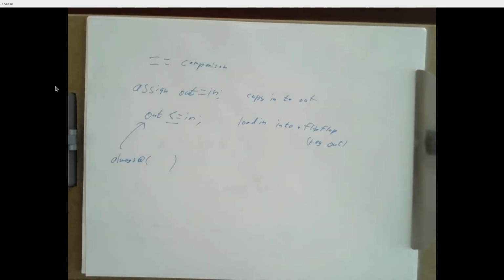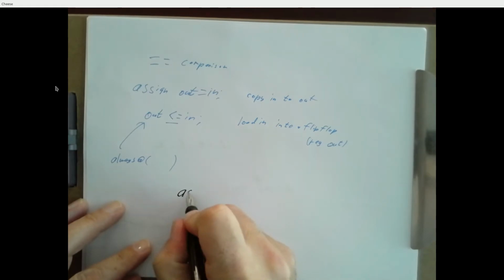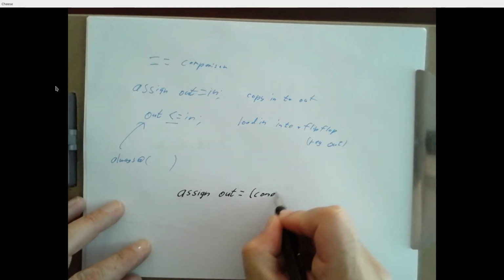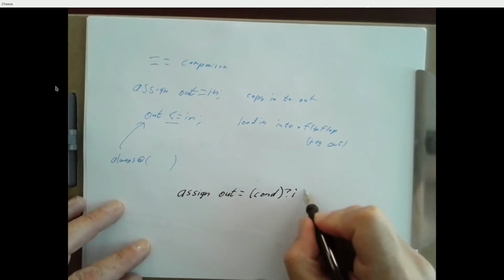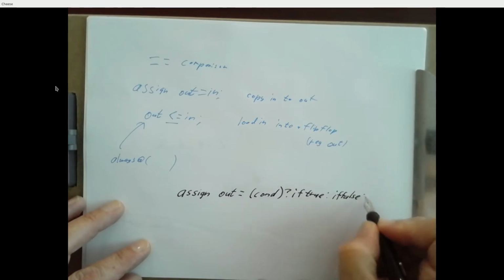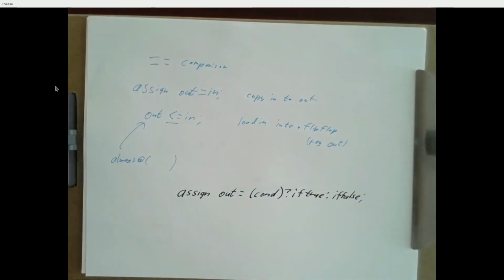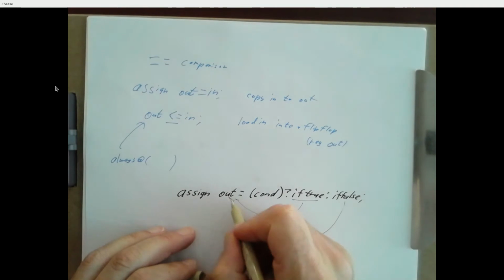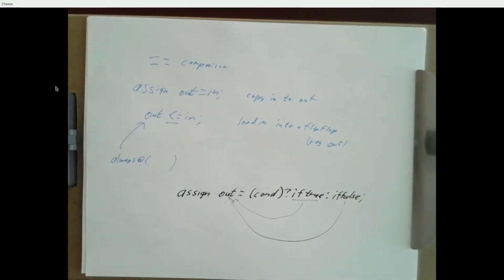So the ternary operator has the following syntax: assign out equals parentheses some condition, question mark, and then some statement, colon some other statement, right? If the condition is true, then this gets copied to out. If the condition is false, then this gets copied to out. And that kind of statement makes it pretty straightforward to do the multiplexer.